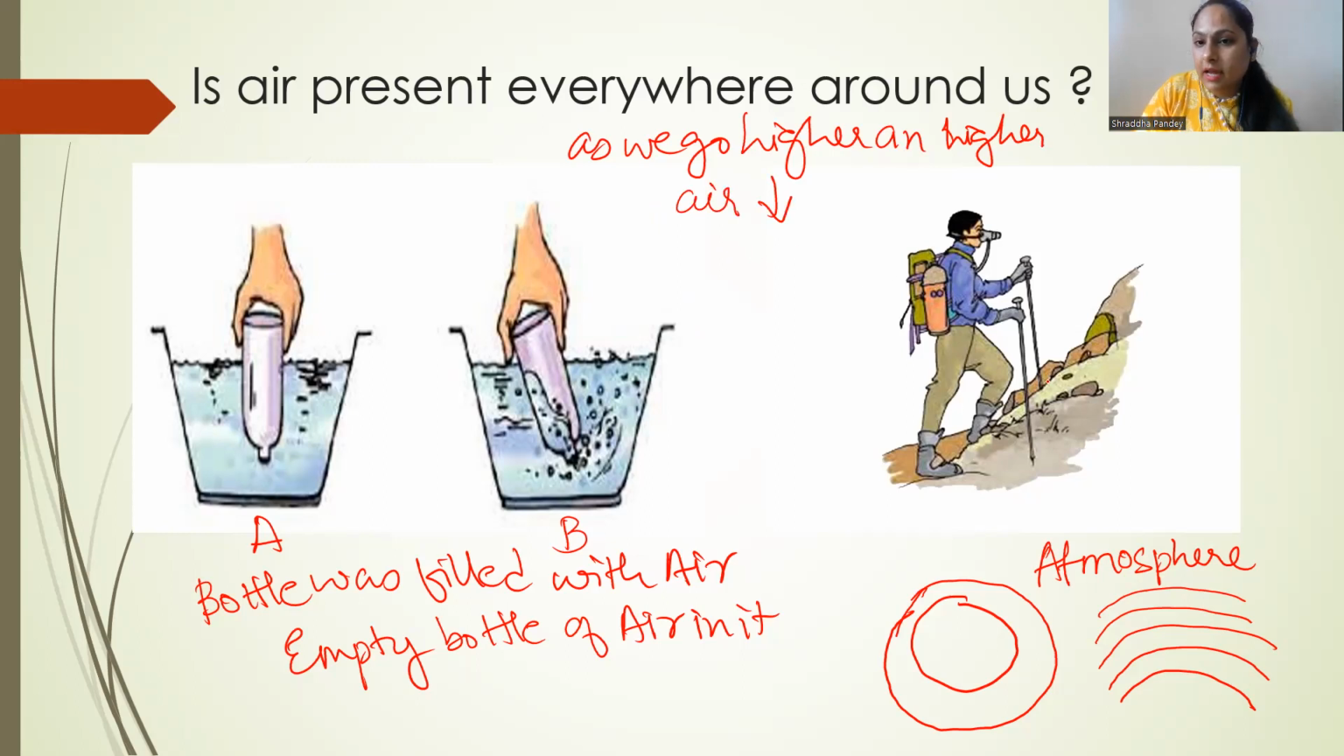That's why the mountain climbers, can you see in this figure, carry an oxygen cylinder with them. Why do they carry an oxygen cylinder? Because as they go higher and higher, at the higher altitude, the air present is less. The quantity of air, the density of air, is less at the top of the mountain. So that's why they carry an oxygen cylinder.